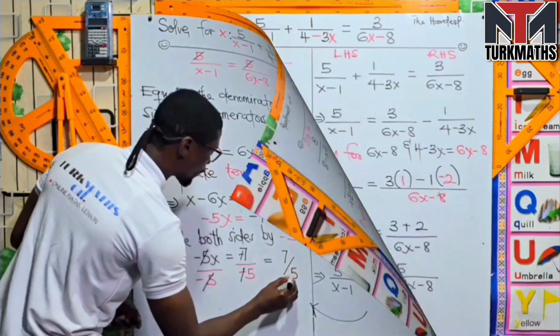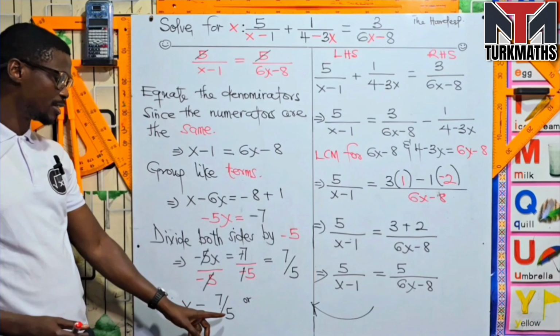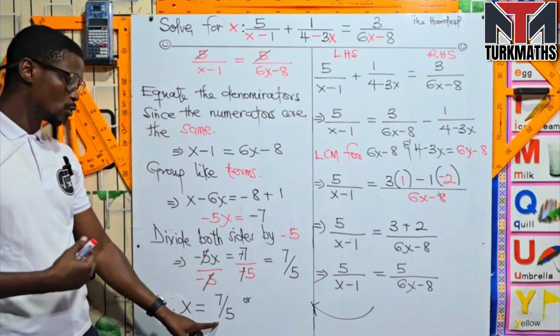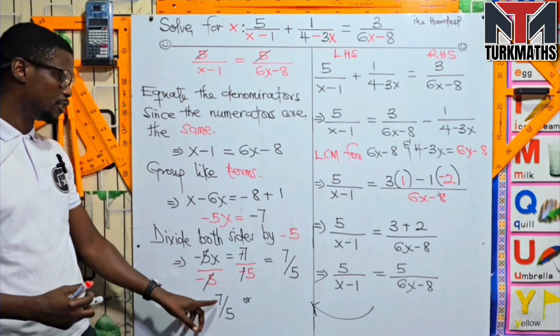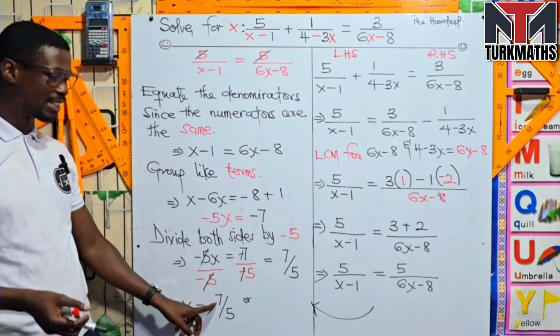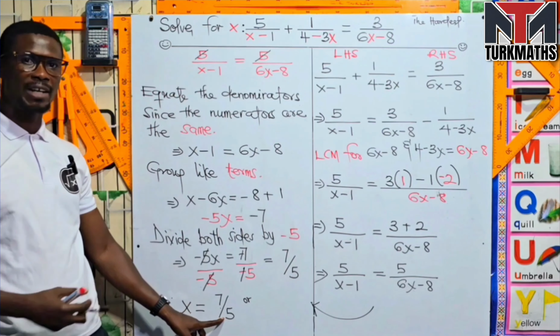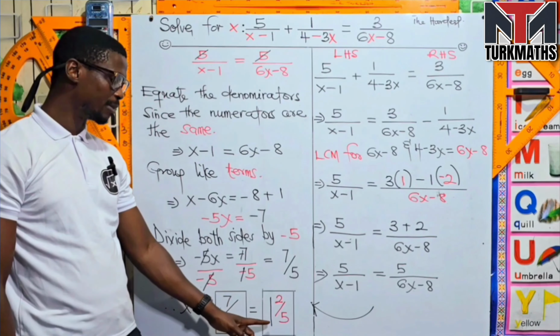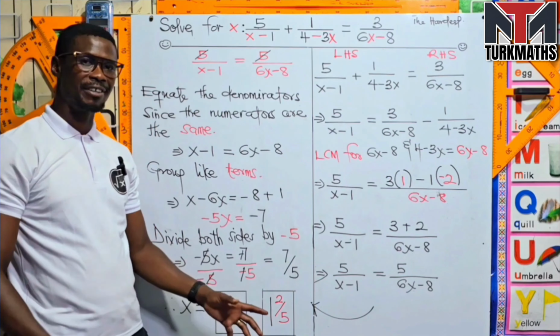x equals 7 over 5, but you can still simplify this to a mixed number because the numerator is greater than the denominator. Simplify this further: 1 whole number, 2 over 5.